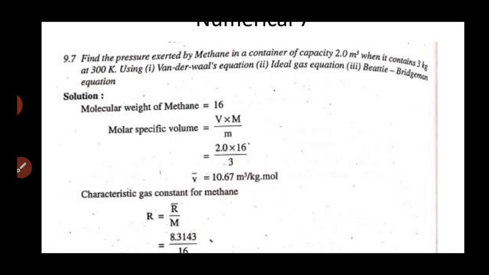The molecular weight of methane, CH4: C is 12, H4 means 4, 12 plus 4 is 16. So the molar specific volume V bar is equal to V into M divided by mass. Please understand these relationships properly. V is 2 meter cube as given, molecular weight is 16, divided by mass 3. So you get V bar equal to 10.67 meter cube per kg mole. So the units are meter cube per kg mole: volume is in meter cube, mass is in kg.